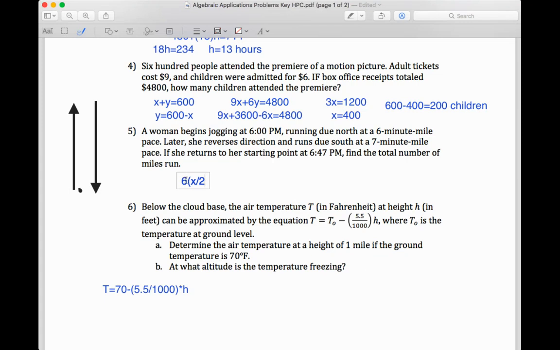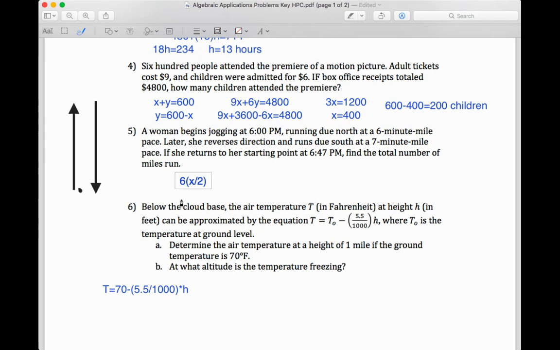Okay, so it's going to be 6-minute miles times the total number of miles she ran divided by 2. Because remember, when she was heading north at 6 minutes per mile, she ran the same number of miles as she did running south at 7 minutes per mile. So each of these distances is her total number of miles run divided by 2.